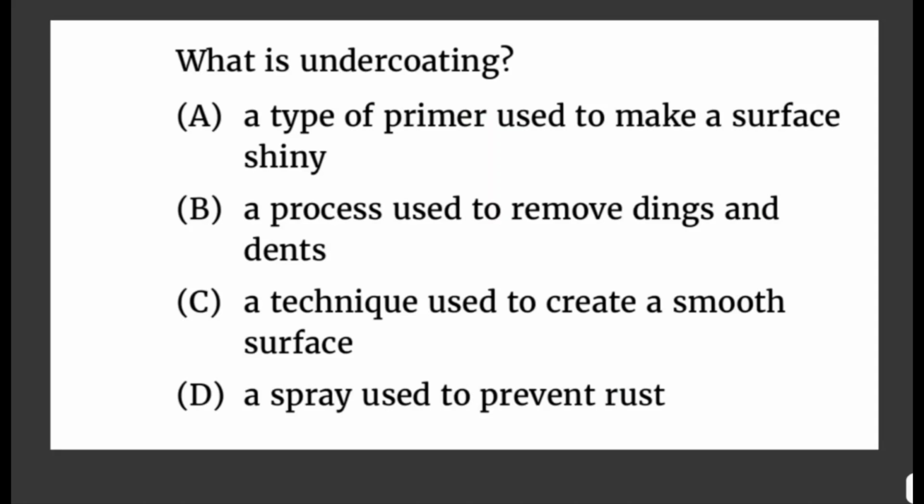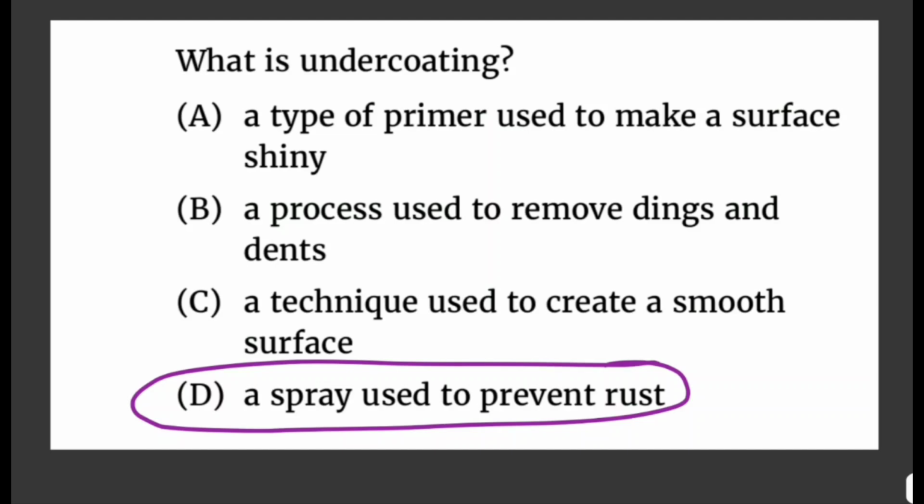What is undercoating? A. A type of primer used to make a surface shiny. B. A process used to remove dings and dents. C. A technique used to create a smooth surface. Or D. A spray used to prevent rust. The answer here is letter D. Undercoating is a rust inhibitor spray that is useful on older vehicles or metal surfaces.